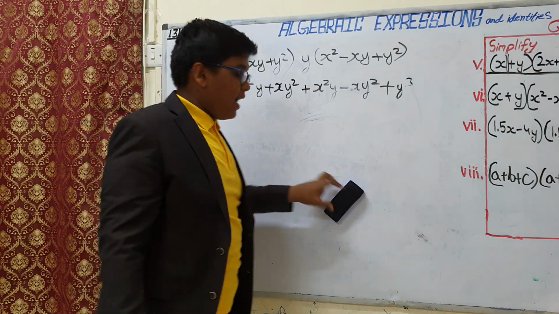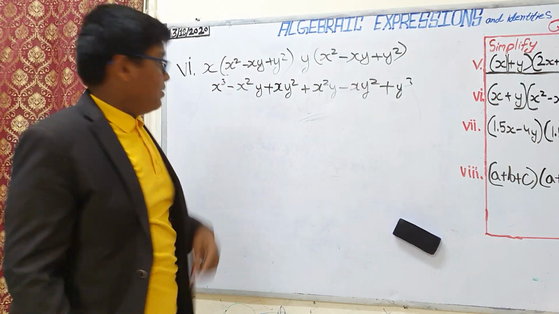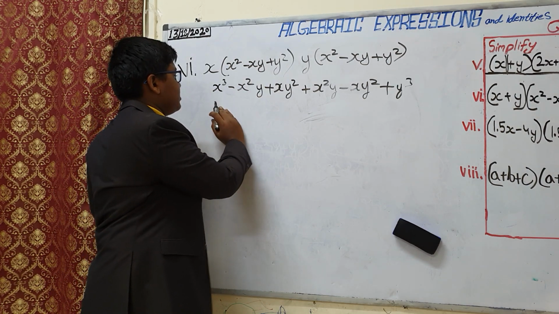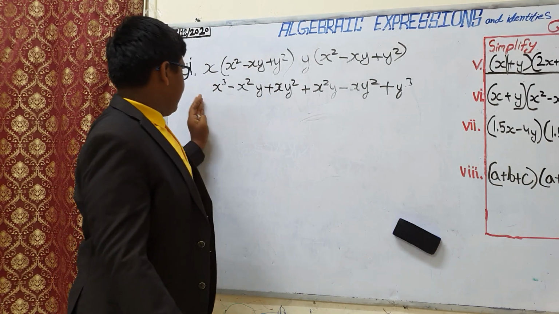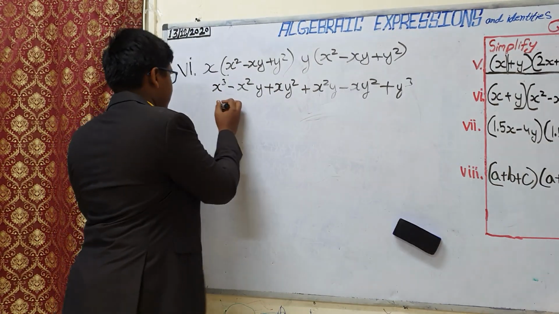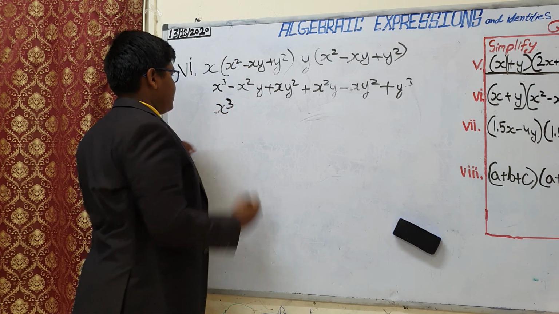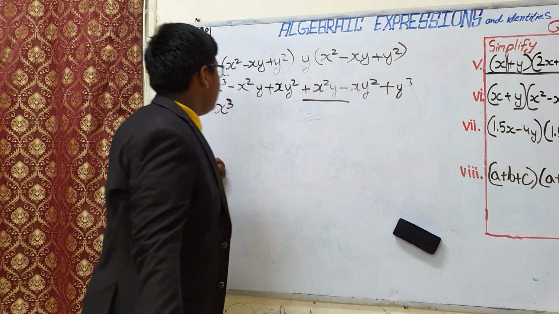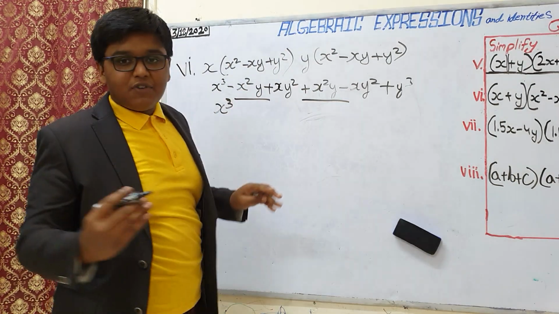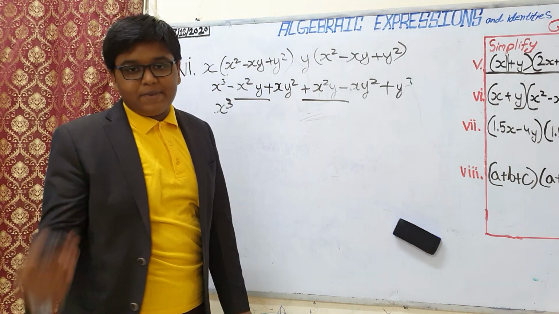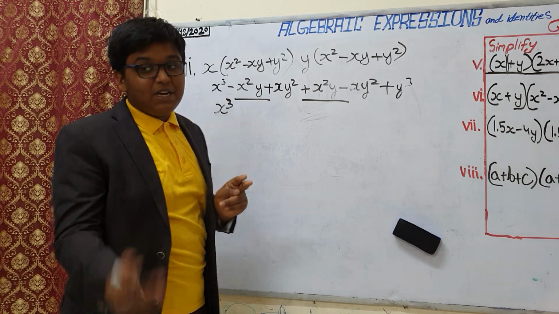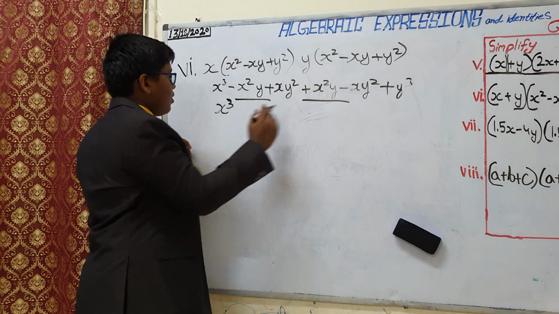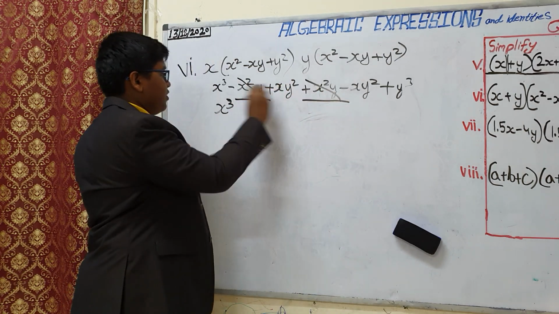Now let's find the like terms and subtract or add them. So the like terms are x squared y. Here in x cubed, we don't have any like term, so we will write x cubed as it is. Then minus x squared y. Now here we have plus x squared y, and here we have negative x squared y. Different signs mean subtraction, and same signs mean addition. So we will cancel this here itself, and we get 0 for both of them.